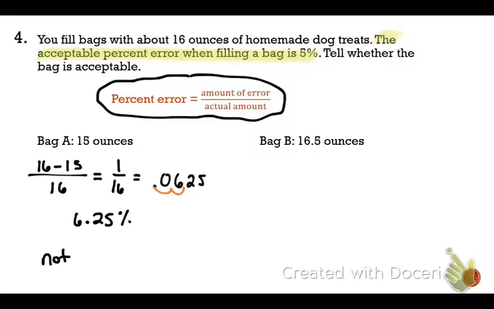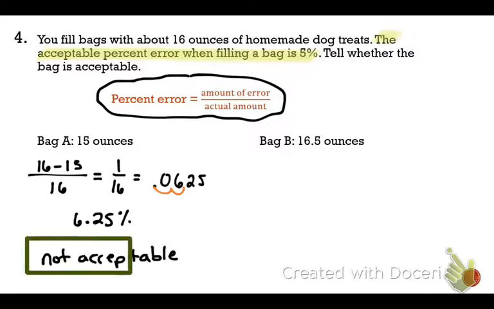Okay, so if you were working for someone, they might fire you because you are not counting those dog treats the way that you're supposed to be. So that would be not acceptable. But it seems as though your employer is trying to be kind to you and give you a second chance. So you tried for a second time.